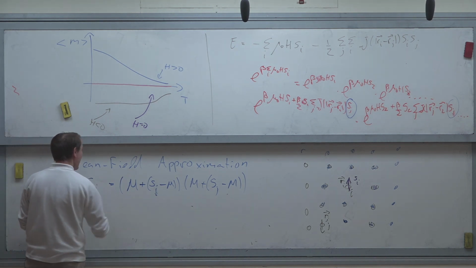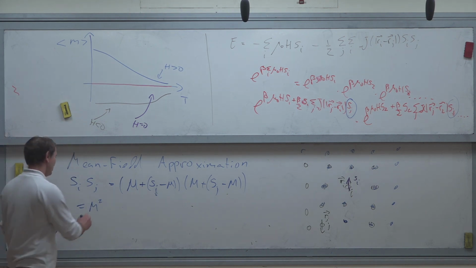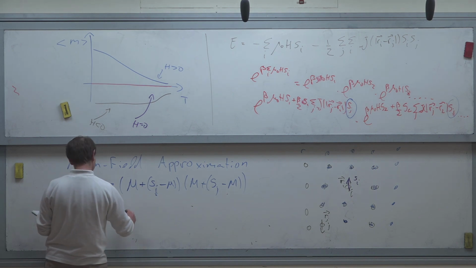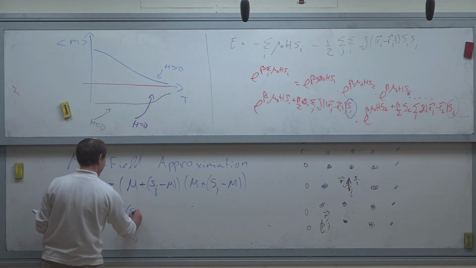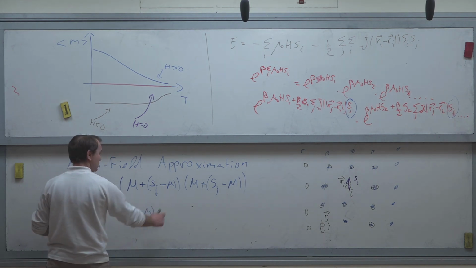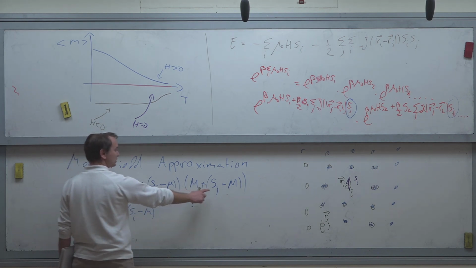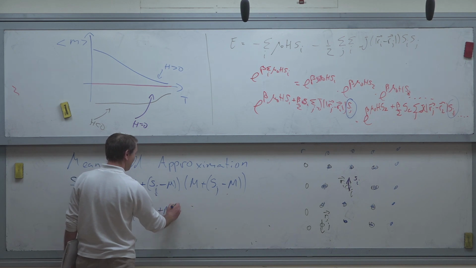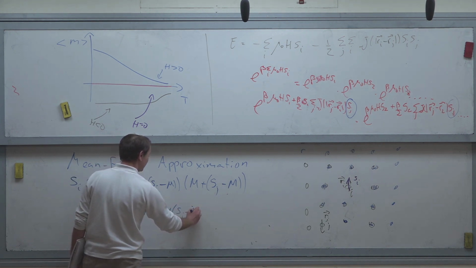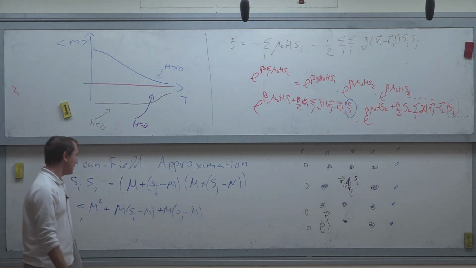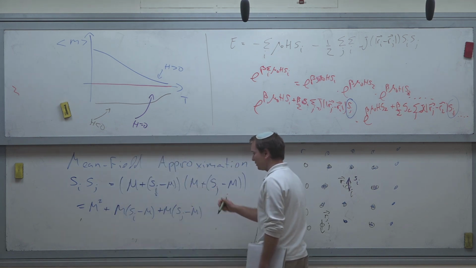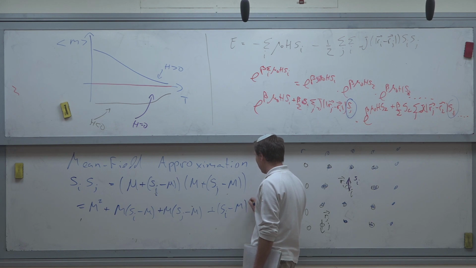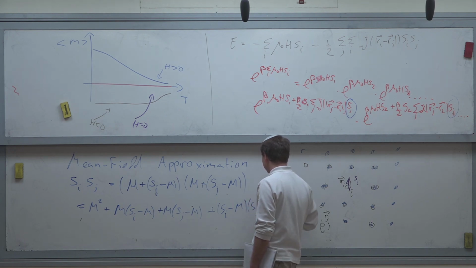Let's open this parenthesis, and we will get the following. We will get M squared, okay? We'll get this guy multiplied by M, M times (Si minus M). We will get an additional term, this term multiplied by M, plus M multiplied by (Sj minus M). And then we have the small term, which is (Si minus M) times (Sj minus M).